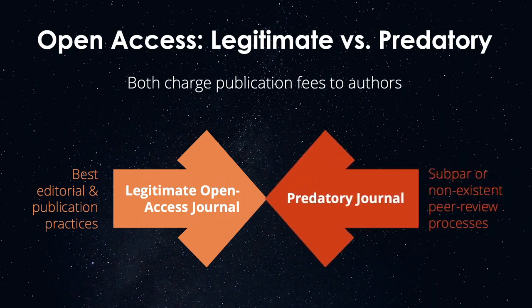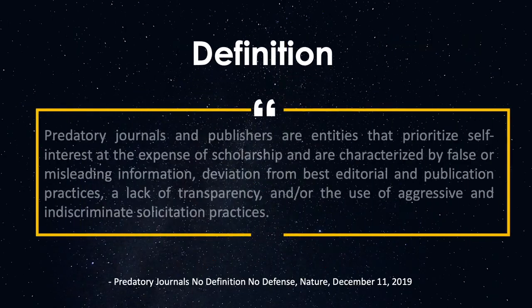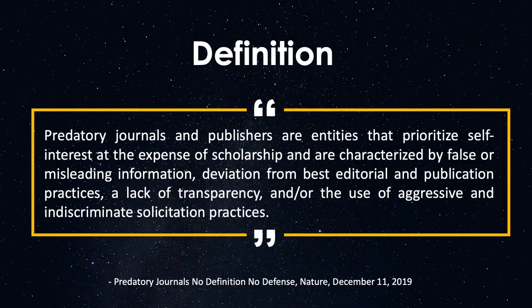In 2019, Nature defined predatory journals and publishers as entities that prioritize self-interest at the expense of scholarship and are characterized by false or misleading information, deviation from best editorial and publication practices, a lack of transparency, and/or the use of aggressive and indiscriminate solicitation practices.